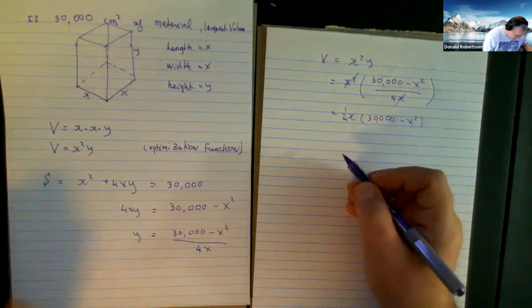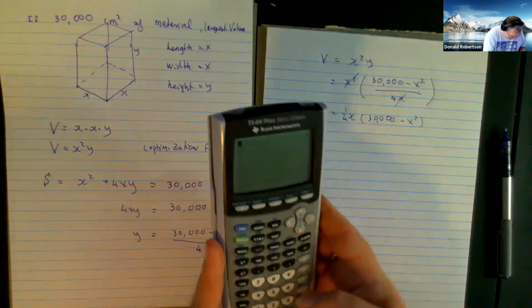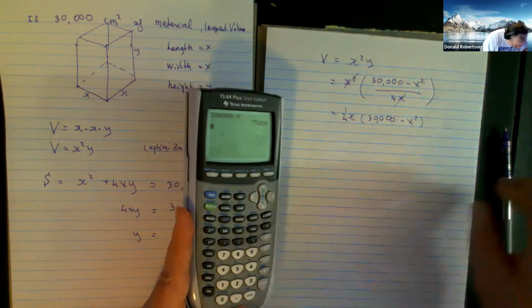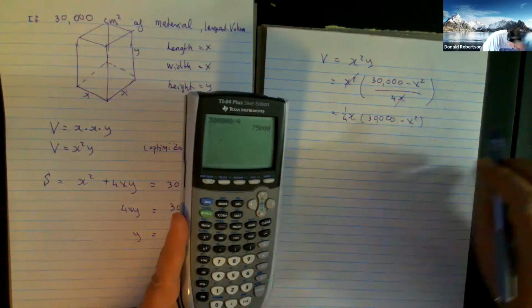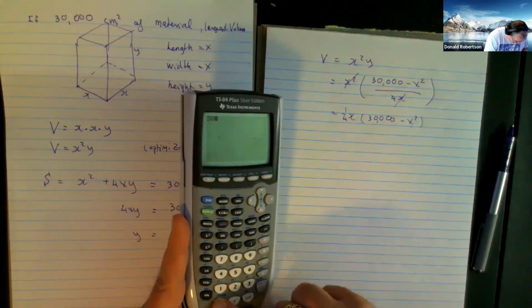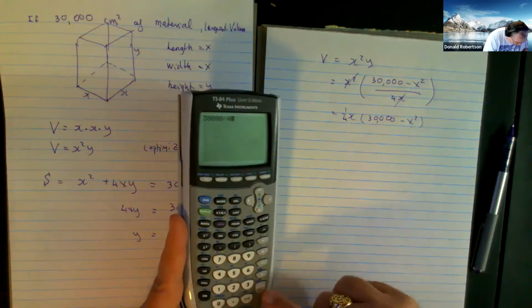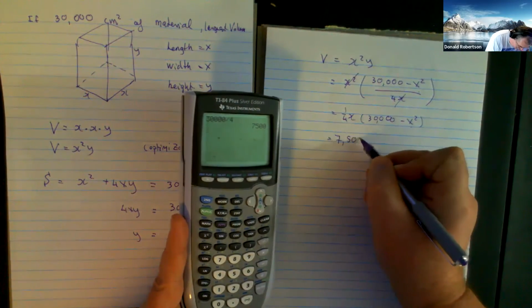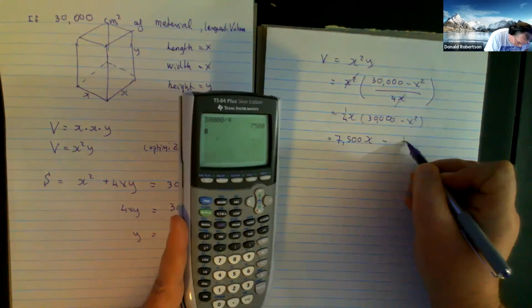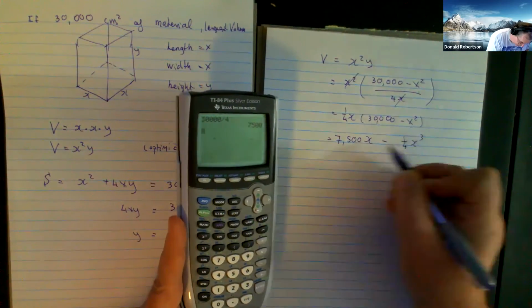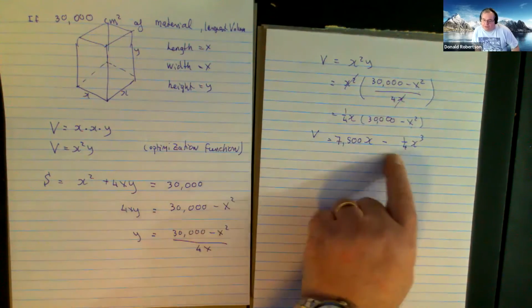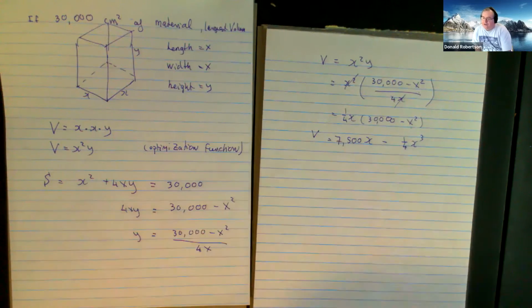Right. Now I'm going to use a calculator on this. If you take 30,000 and you find a quarter of it, it's 70. I put too many zeros, I did. If you take 30,000 and you find a quarter of it, you get 7,500 x's, take away 1/4 x cubed. Do you get that? Are you happy with it? That becomes this. Right. Not the worst looking function in the world, right?